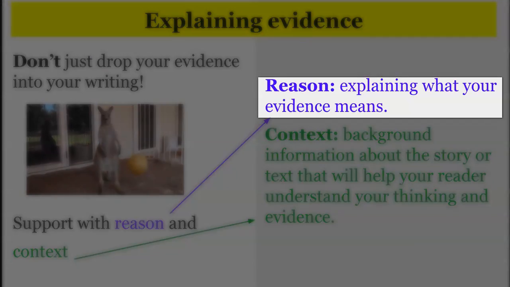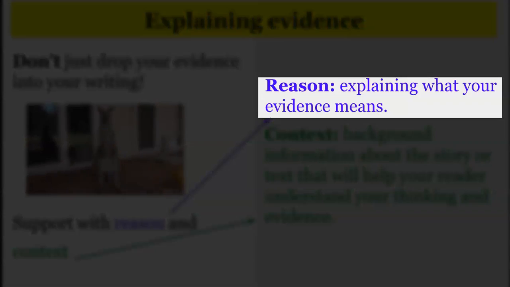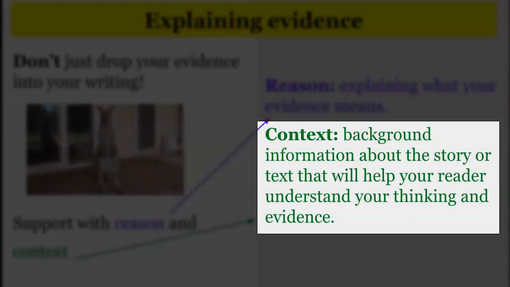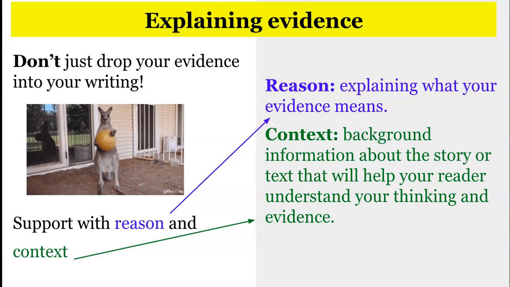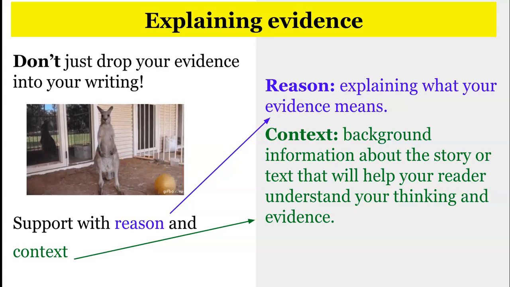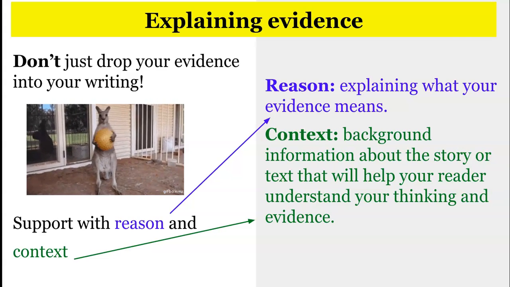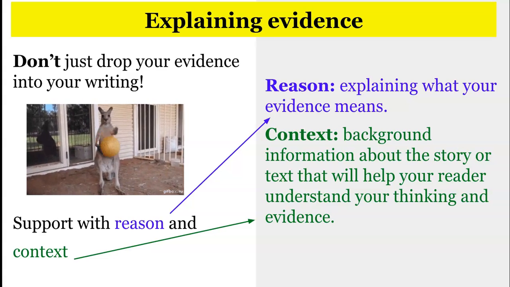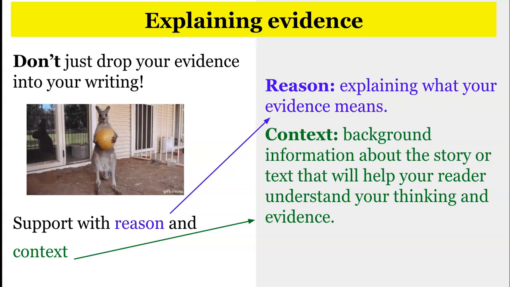With reasoning, and reasoning is basically explaining what your evidence means to the reader, and context. And context is something that we sometimes forget about when we're writing about central idea. It's that kind of background information to the story that will help the reader understand what's going on. Now, you should always assume when you're writing these central ideas that the reader or the viewer maybe has not seen or read what you're talking about, and that's why we need context. It gives us that information that we need to make sense of what's going on. So we're going to look at a bunch of examples.